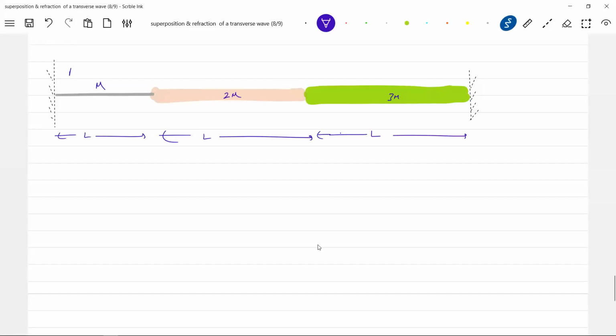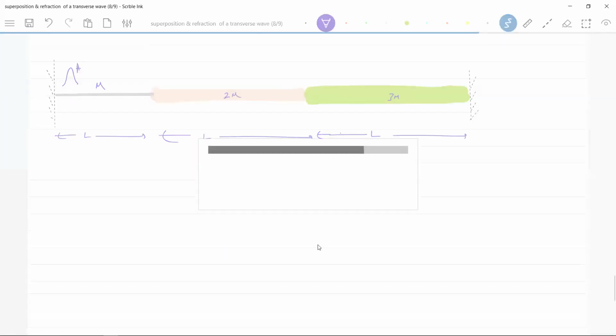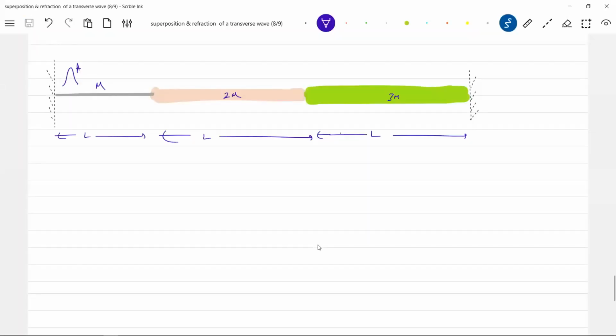A wave is generated at this point of amplitude A. Let T be the tension in the rope. We do have two junctions. You can see there's one junction here and one junction here. Let T be the tension in the ropes, and I'm going to generate a pulse.